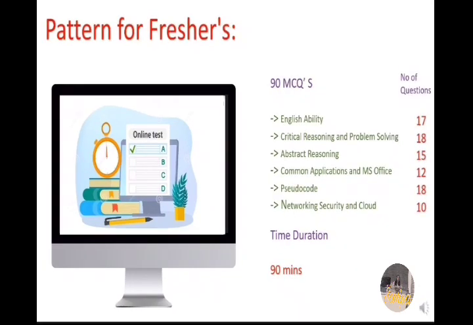If you observe, for English ability the number of questions is 17, and for critical reasoning and problem solving, questions are 18. For abstract reasoning, questions are 15. For common applications and MS Office, questions are 12. For pseudocode the number of questions will be around 18, and for networking, security and cloud around 10. The time duration for this exam is 90 minutes. So be prepared for this.